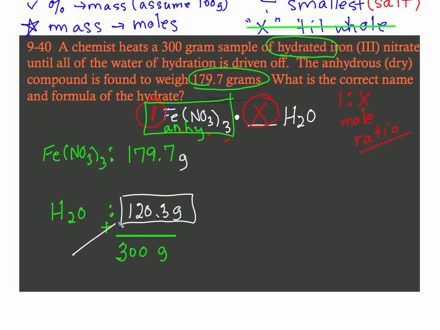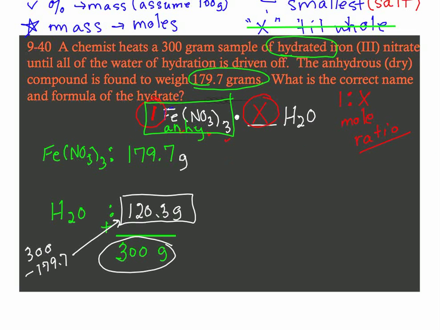So I can determine this via subtraction, 300 minus 179, and I get 120.3 grams. So to get that number, I took 300 minus 179.7, because that sum had to equal the whole hydrate, right? So, a little tricky. I can show you another way in class if you want me to. There's a variety of ways to do that part.